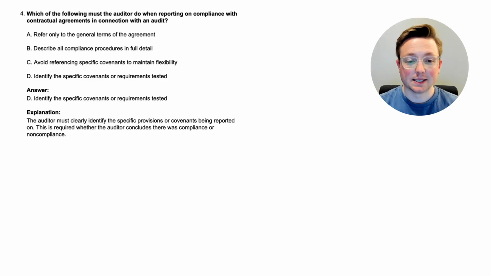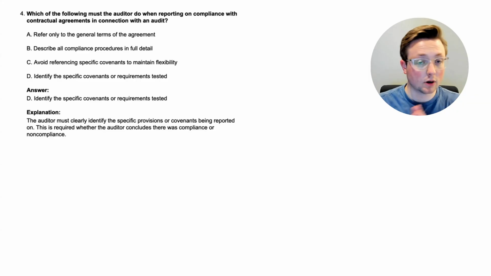All right, here we are. The answer is D, identify the specific covenants or requirements tested. The auditor must clearly identify the specific provisions or covenants being reported on. That makes sense. They have to do that to be able to even report on the compliance with these agreements or with these covenants. This is required whether the auditor concludes there was compliance or non-compliance. So no matter what, whether they were compliant or non-compliant, they still have to issue this report and they still have to know the specific provisions being reported on. So with that, let's go to the next question.